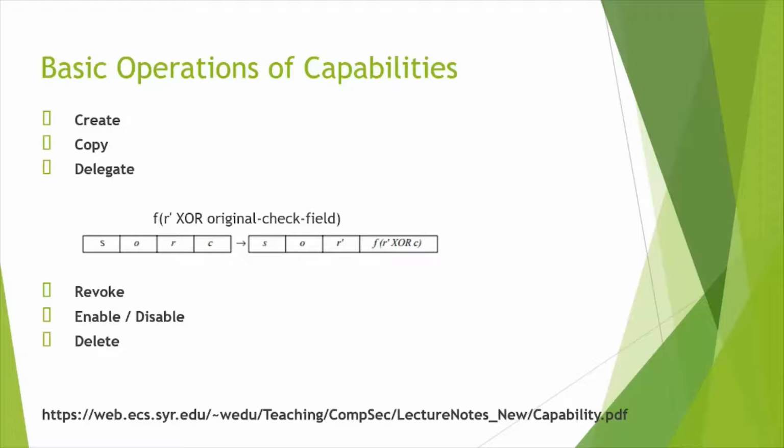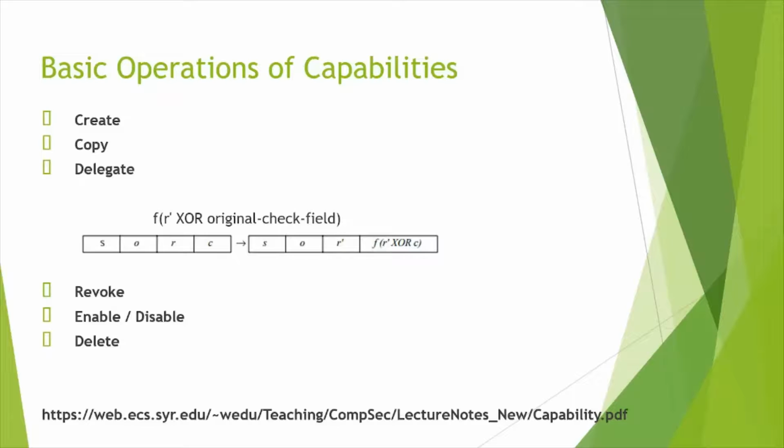So some basic operations of capabilities that you'll see. First is create, which is just a capability is created for a user. And then we have copy, which is a copy of a new capability for the same object, or it can be seen as copying an object with a new capability. Then we have delegate. So delegation would be a user granting their permissions to another user.